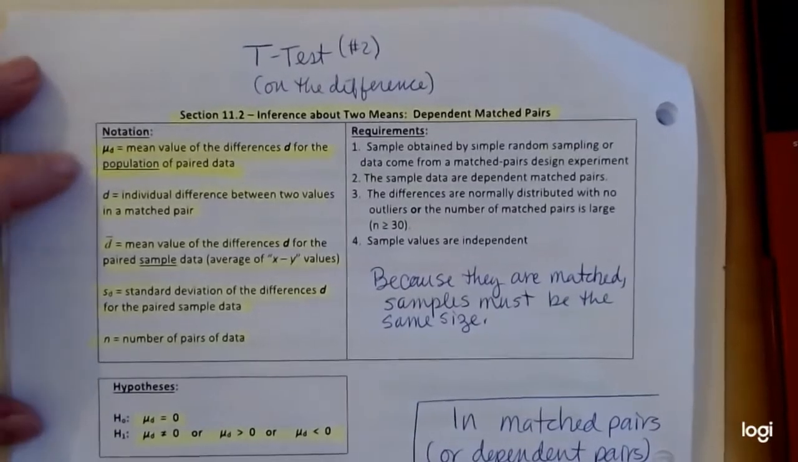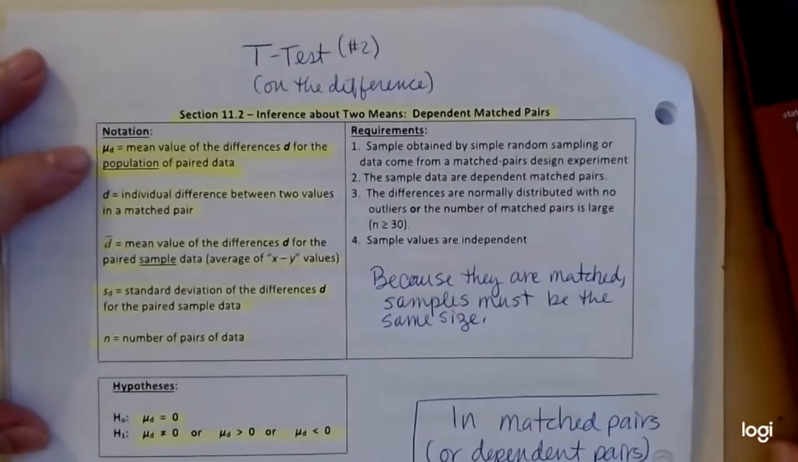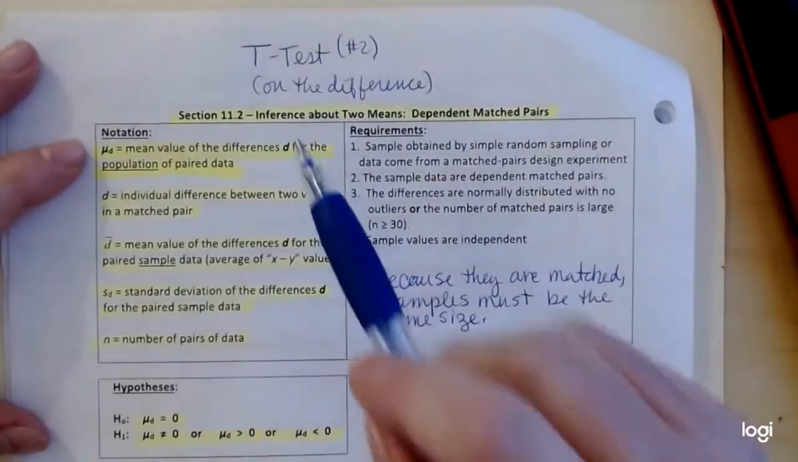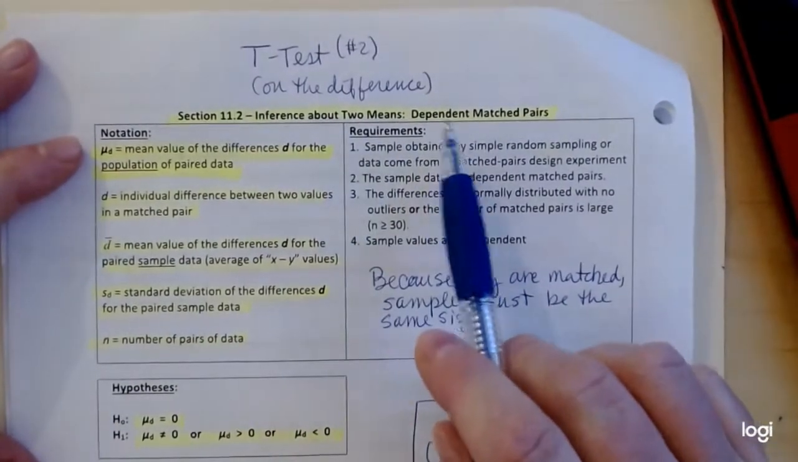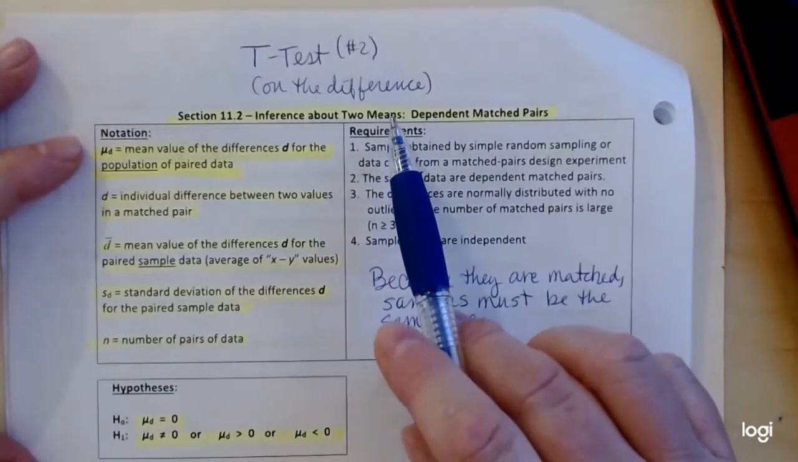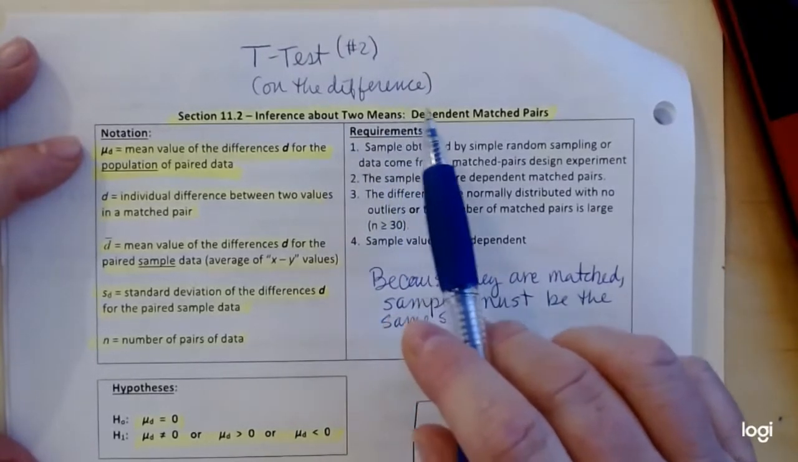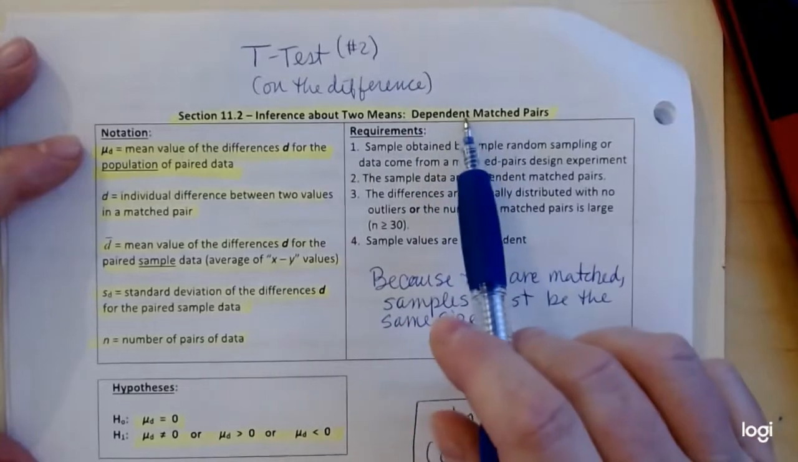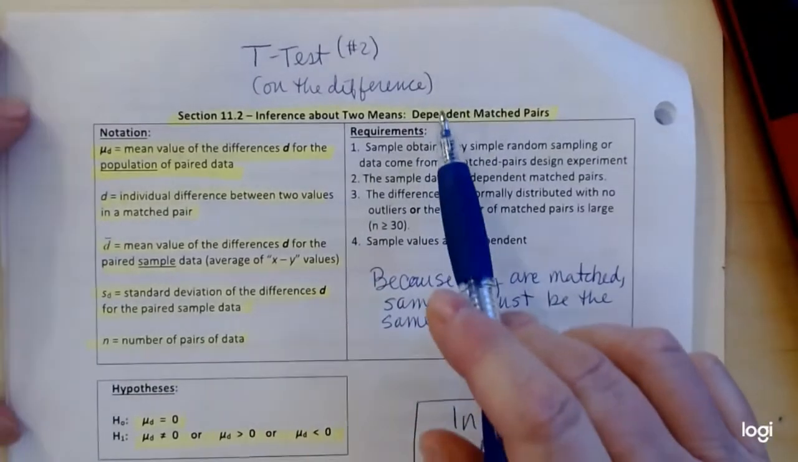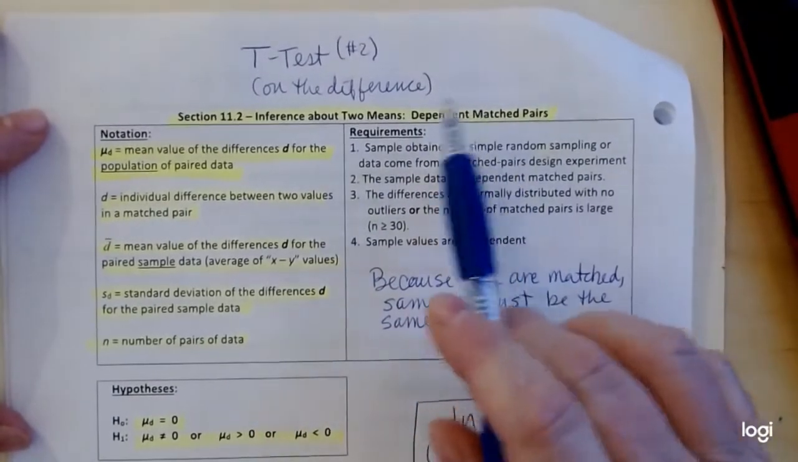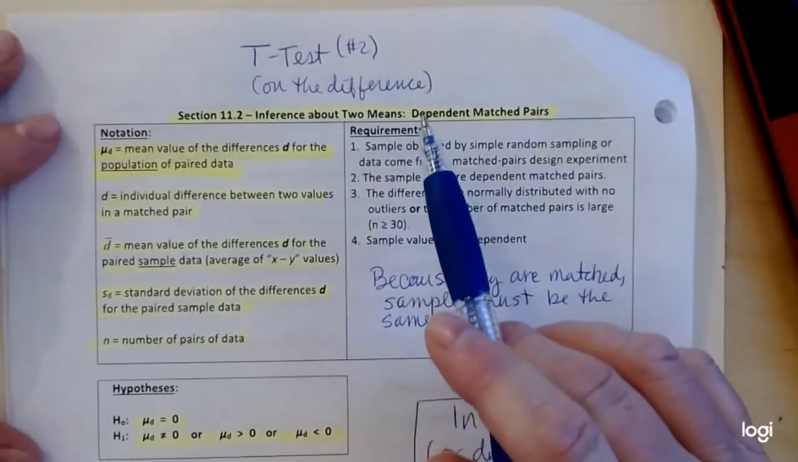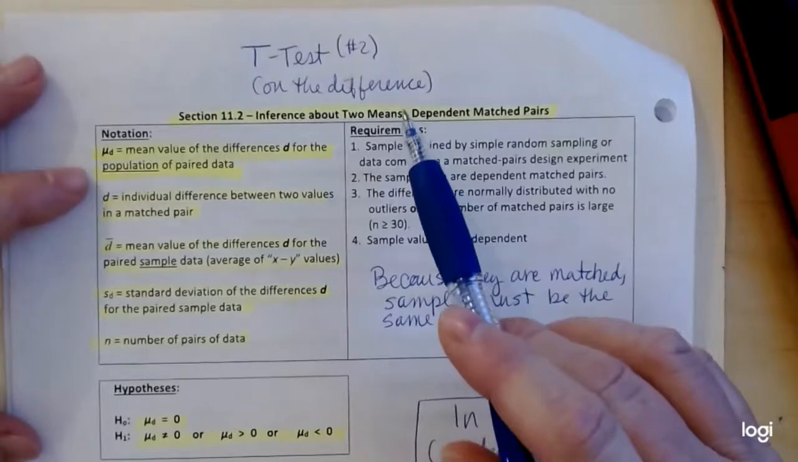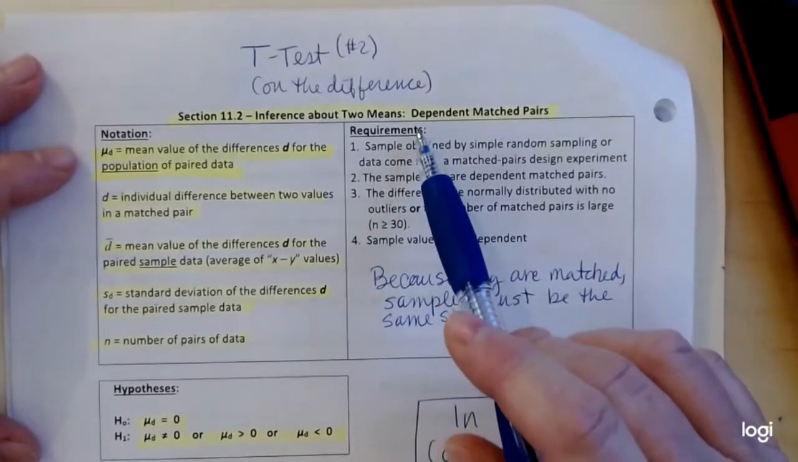All right, in 11.2, we're going to perform a hypothesis test about the mean difference between two samples where we have matched individuals from one sample with someone from the other sample. It can be items, it can be people, it can be the same person. You can be matched with yourself.